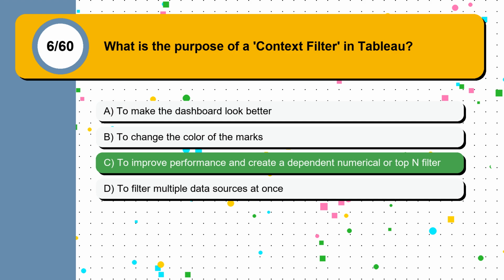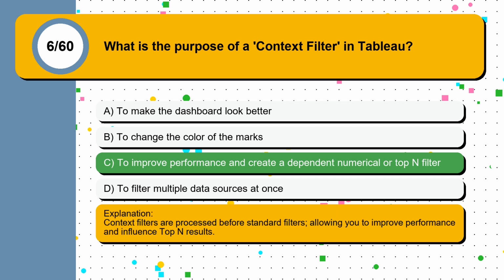The correct answer is option C, to improve performance and create a dependent numerical or top-end filter. Context filters are processed before standard filters, allowing you to improve performance and influence top-end results.